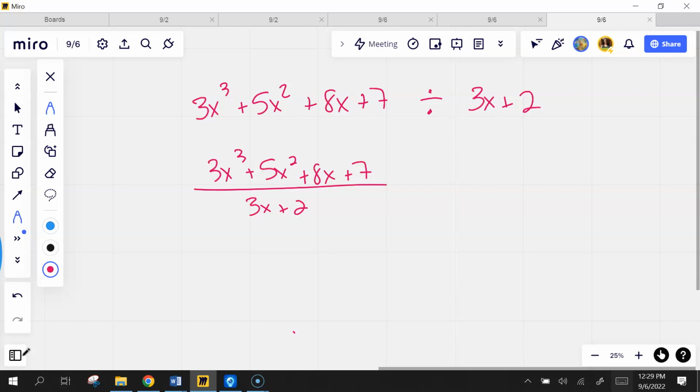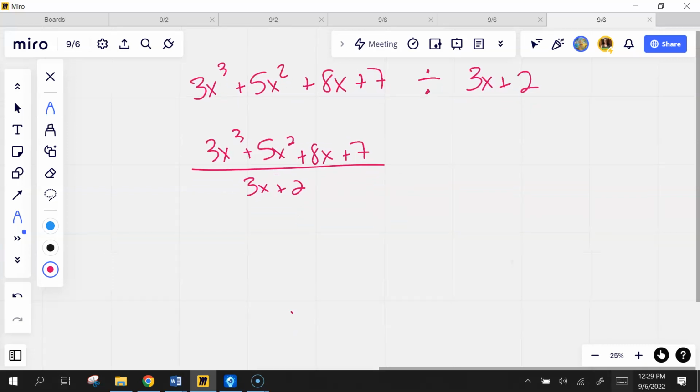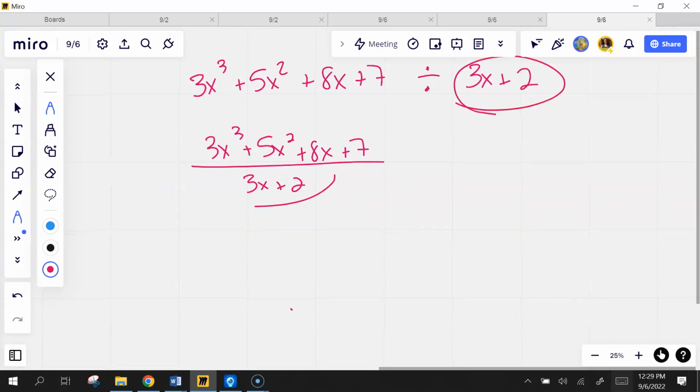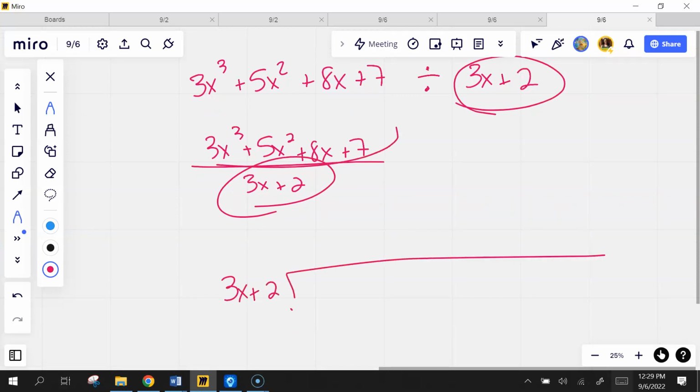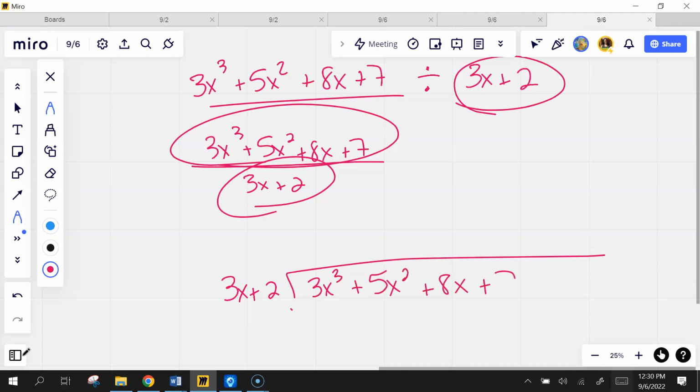And so when you set it up in a division problem, this polynomial goes on the outside, and then inside will be what's on the top or the first one. So just make sure you know how to arrange this before you divide. Do I need any placeholders here before I start?